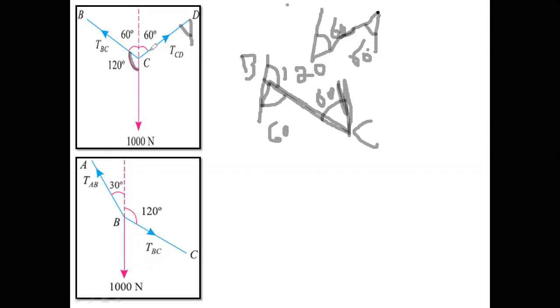Next, what is left? Out of 360 degrees, 240 degrees has been used, so the remaining is 120 degrees. So this is the free body diagram at point C.